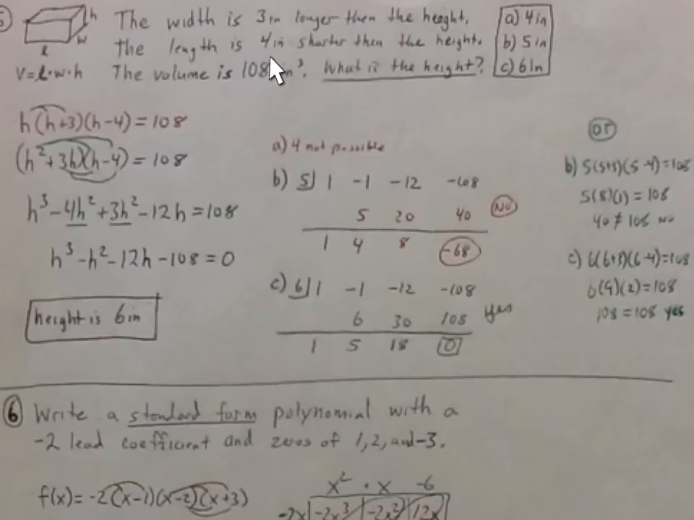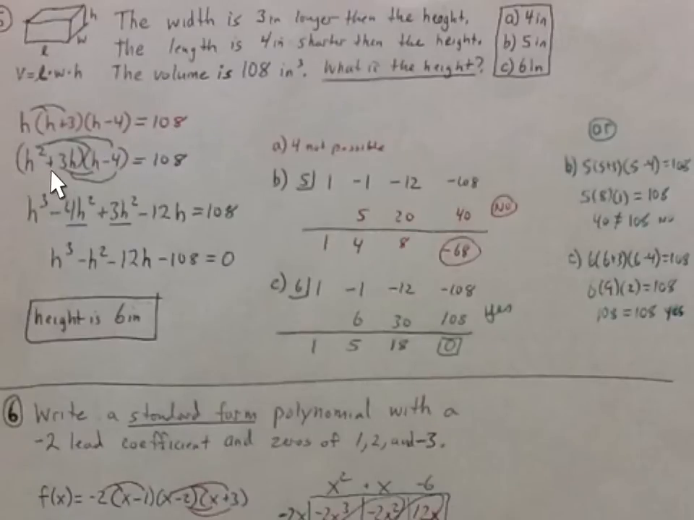So if we think about it, h is our height, and we know that the width is going to be 3 inches longer. So wouldn't that be height plus 3? And the length is 4 inches shorter, so that would be height minus 4. And when you multiply all 3, it should be 108.